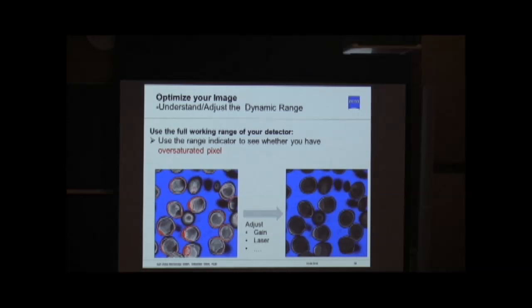However, also keep in mind, just an educational note, if you have some regions, either in your cell or in your sample, which just have an antibody or dye accumulation which is completely unspecific, of course you don't need to reduce the gain or the laser so that this area also doesn't show any oversaturated pixels. Focus on the regions that you want to evaluate and make sure that you use the full working range for these particular regions.